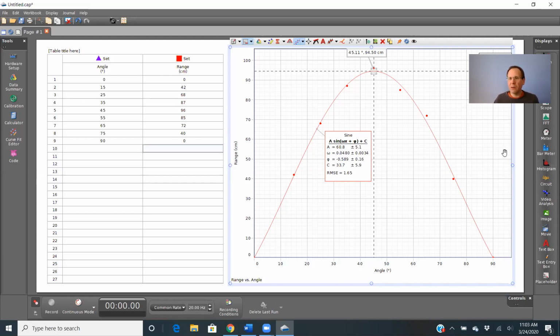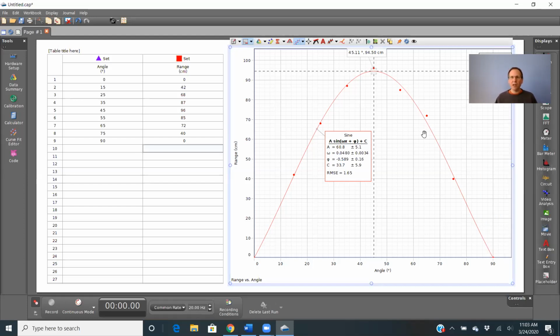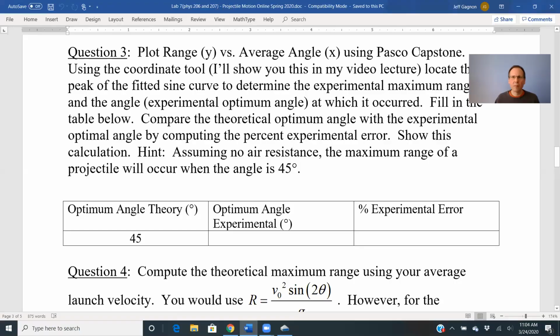And then do what you normally would do, right? Go to the side, copy display, and then paste it into your lab report. So when you submit it, I want to make sure that you have these graphs in your lab report itself. Okay, great. Okay, so now that we have that graph, you can pick out the optimal angle experimental, compare it to 45 degrees by computing percent experimental error. Make sure you show me this calculation.